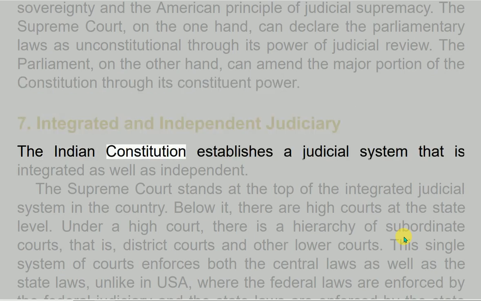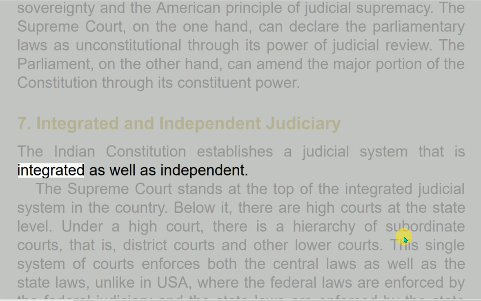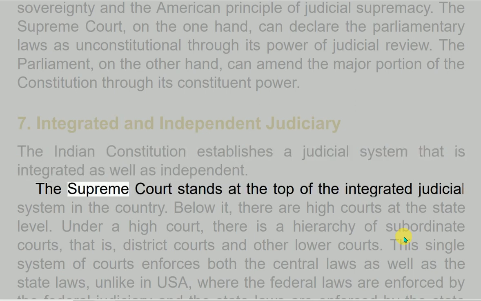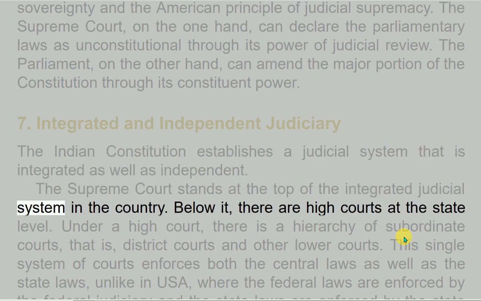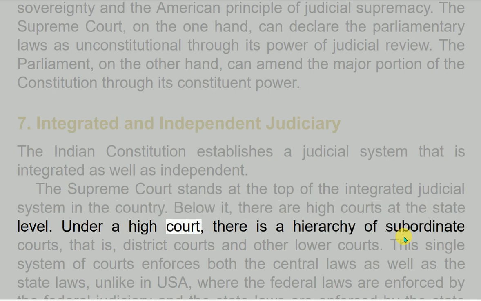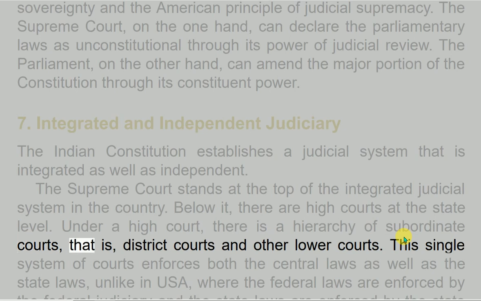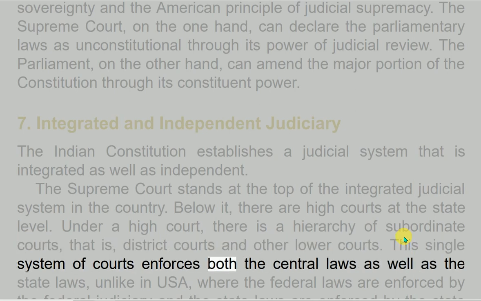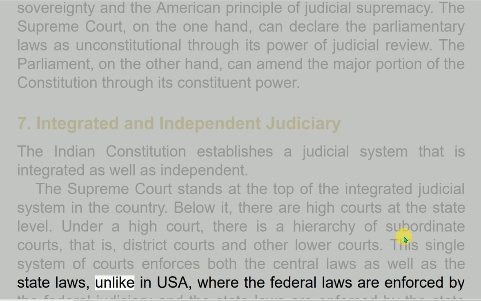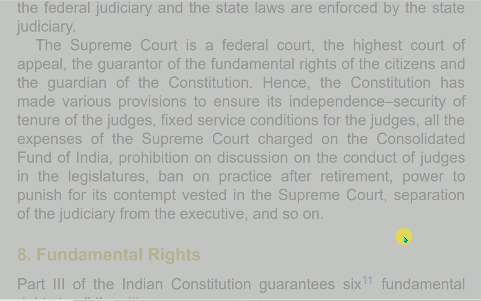The Indian Constitution establishes a judicial system that is integrated as well as independent. The Supreme Court stands at the top of the integrated judicial system in the country. Below it, there are high courts at the state level. Under a high court, there is a hierarchy of subordinate courts, that is, district courts and other lower courts. This single system of courts enforces both the central laws as well as the state laws, unlike in USA, where the federal laws are enforced by the federal judiciary and the state laws are enforced by the state judiciary.